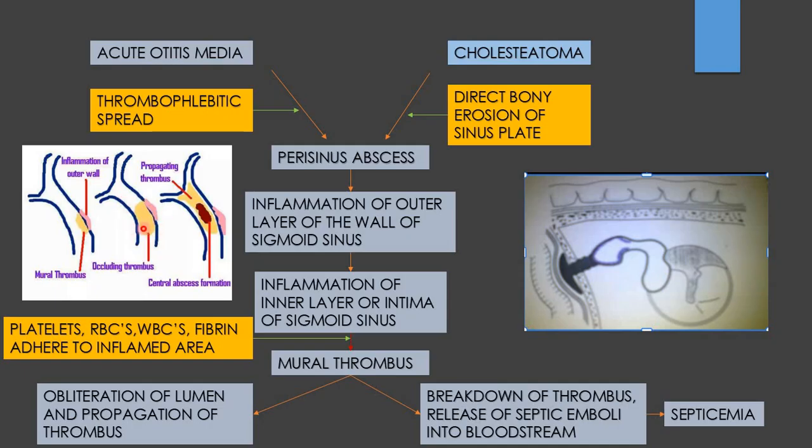This thrombus can either completely obliterate the lumen of the sigmoid sinus and propagate in various directions, or can break down because of the action of the beta hemolytic streptococci, causing release of septic emboli into the bloodstream. In this context, I would like to mention that the beta hemolytic streptococci are one of the most commonly implicated organisms in causation of lateral sinus thrombophlebitis. Once the septic emboli are released into the bloodstream, this leads to frank septicemia.